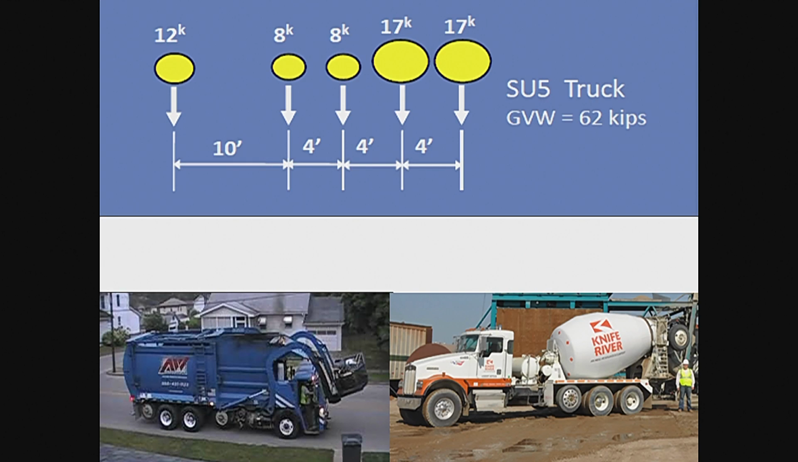Get to the 5-axle truck, 62,000 pounds. Again, a classic garbage truck configuration. And then the Knife River concrete truck. Now that last axle for the concrete truck is a much larger wheelbase. He can actually carry more weight than that 5-axle garbage truck. For load rating purposes, we use the tightest configuration we can get because we can't load rate for everybody's truck.